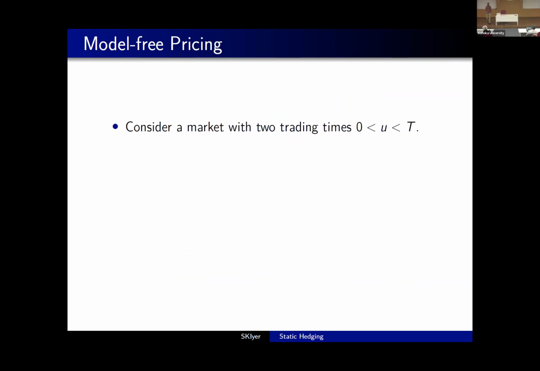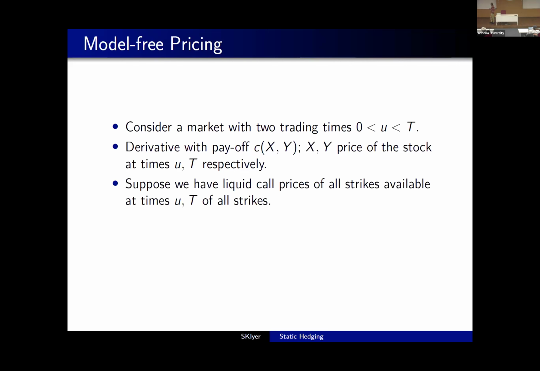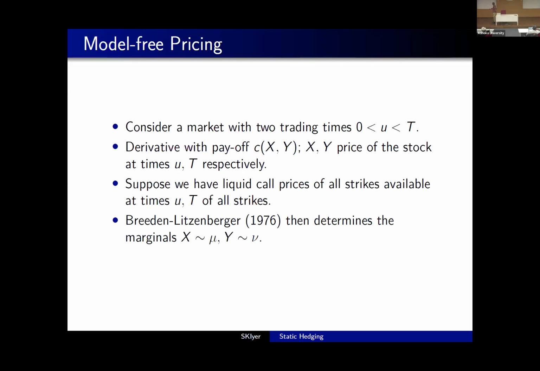So now we consider a very simple market where we have two trading times, U and capital T. And we have a derivative with payoff that depends upon the stock price at time U and at time capital T. Suppose we have liquid call prices of all strikes that are available at both these times. So this is the assumption. So we are assuming that we can observe liquid call prices at time U and time T. And Breeden-Litzenberger then tells us that this specifies your marginals at these two times.